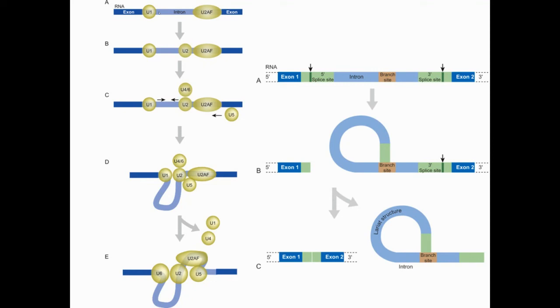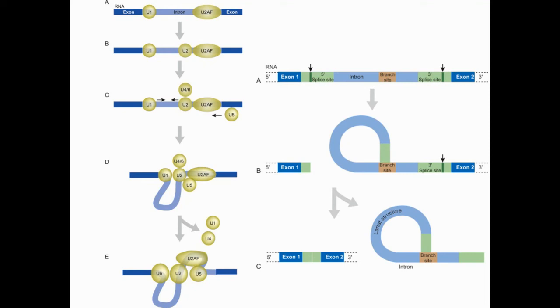So we have the 5' splice site, which is here, and the 3' splice site, which is here, and also the branch site. So those spliceosome subunits bind this area. You see the U1, right? That's U1 snRNA, and then we have the U2 AF, right?